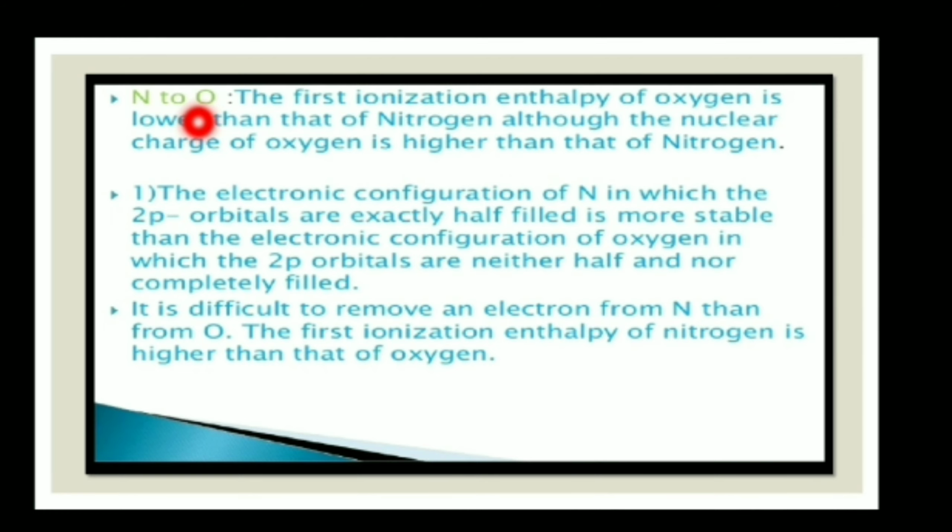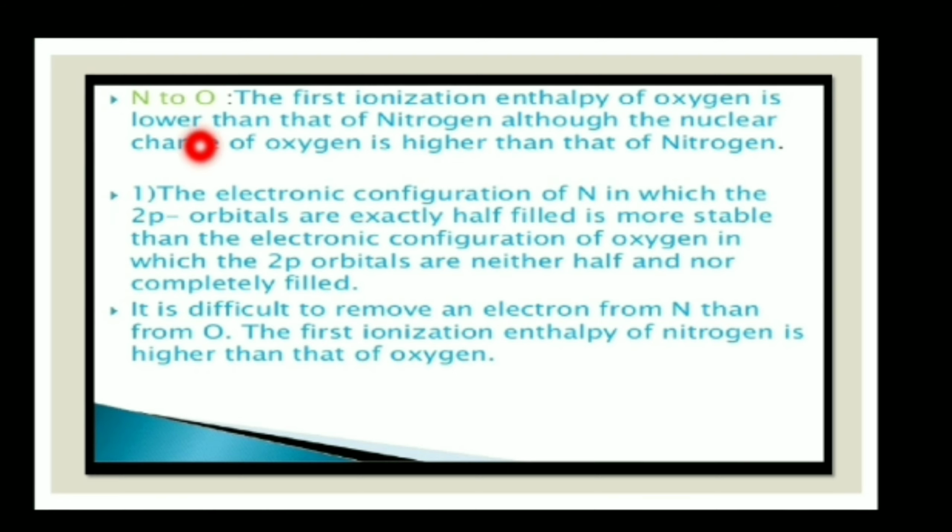but it is not possible in oxygen. Take nitrogen, atomic number 7: 1s2 2s2 2p3. The last 3 electrons attain the half-filled stability. But in case of oxygen, atomic number 8: 1s2 2s2 2p4. So the p orbital is partially filled. So this is the reason for the higher ionization enthalpy of nitrogen than oxygen. Nitrogen has the higher ionization enthalpy.